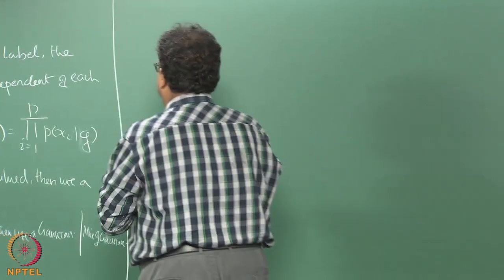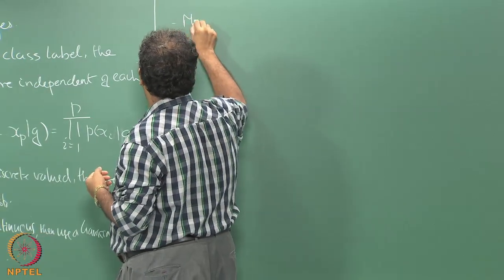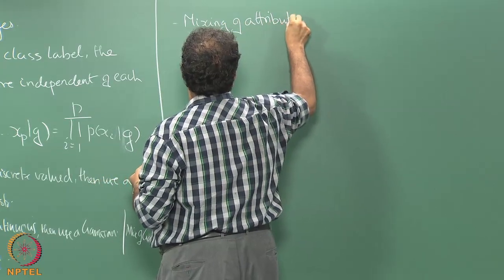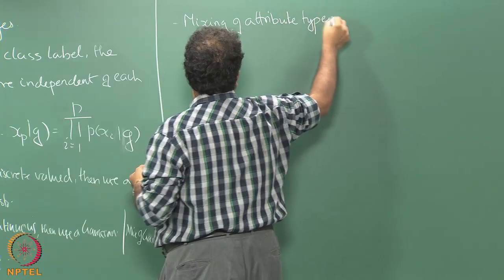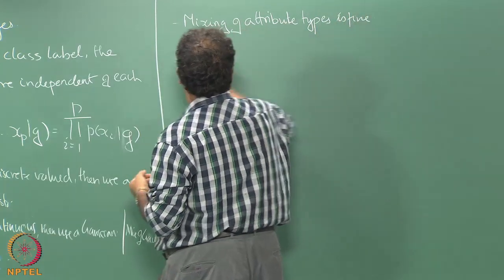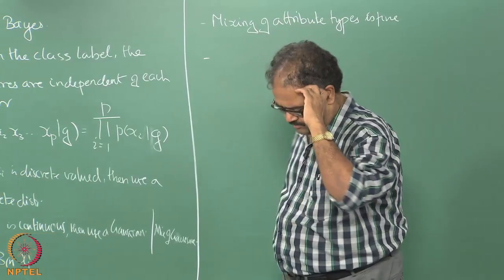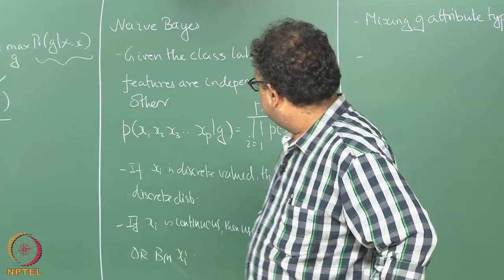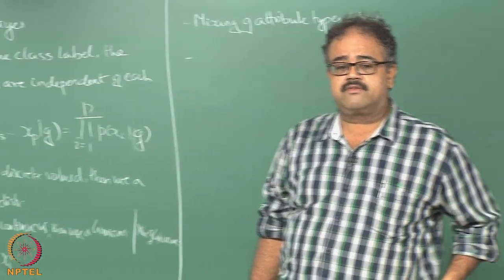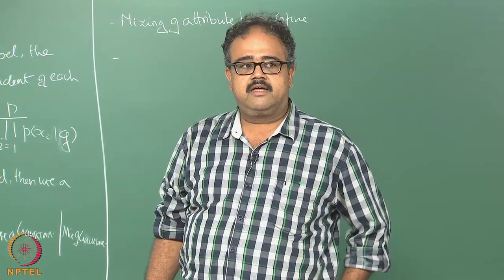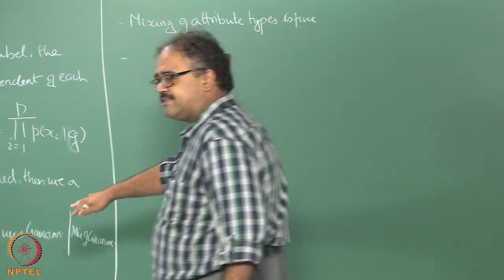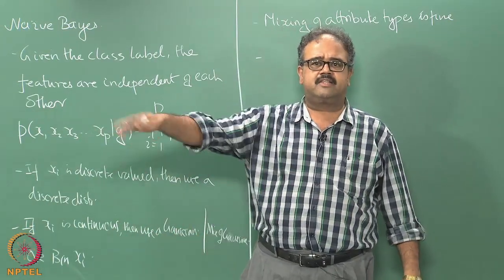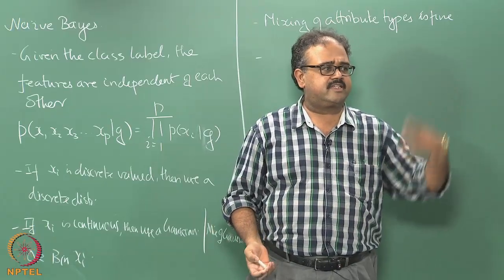The second thing I want to talk about is how you handle missing values. If xi is continuous, we are all fine. We are anyway using a Gaussian, and the Gaussian has infinite support, so if something comes that you have never seen in the training data, you will always assign some probability to it.